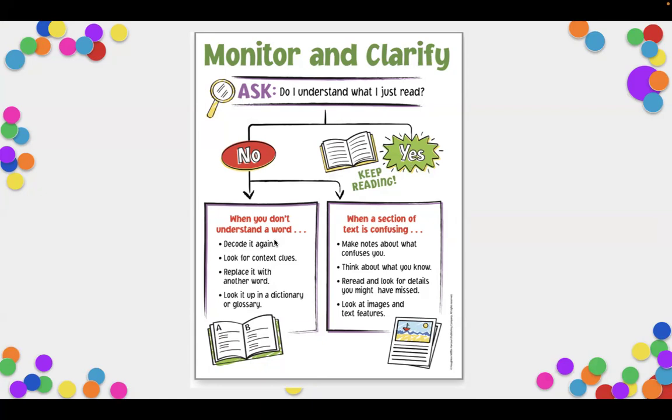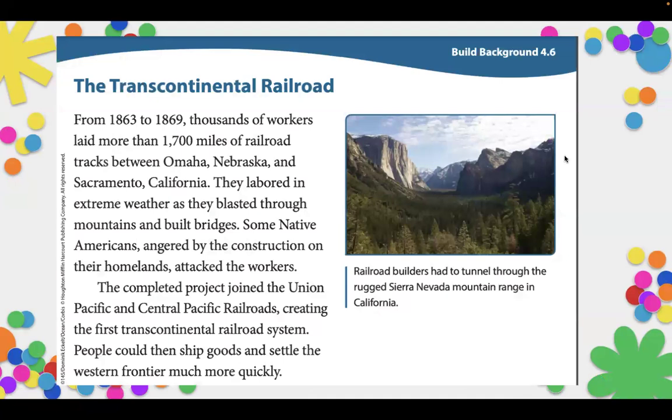So when you don't understand a word, you need to decode it again, look for context clues, replace it with another word that you do understand, or look it up in a dictionary or glossary. If a section of text is confusing, you make notes about what confuses you, think about what you already know, reread and look for details you might have missed, or look at images and text features to help you out. So let's practice those skills here.